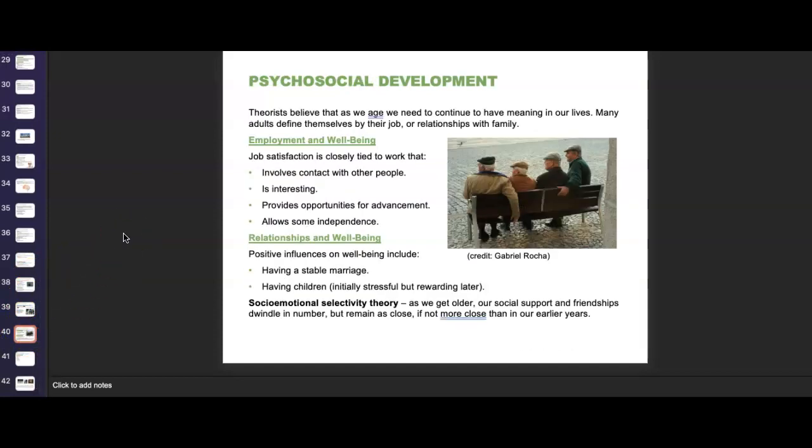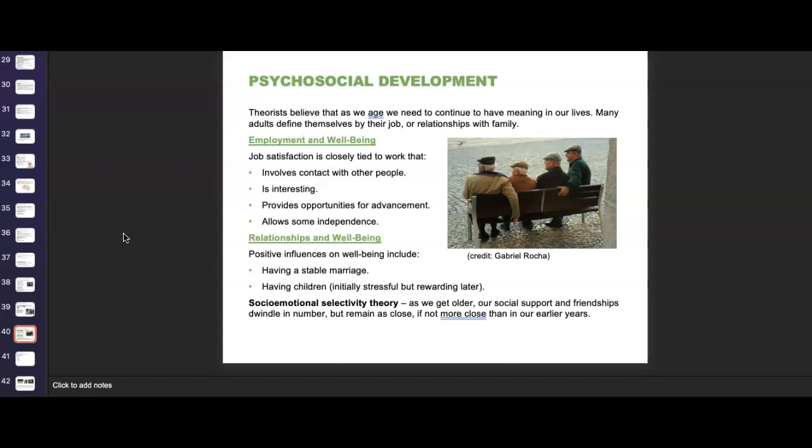Now, with regards to psychosocial development in these stages, there is belief that as we age, we need to continue to have meaning in our lives. Many adults define themselves by their job or relationships with family. Employment and well-being: job satisfaction is closely tied to work that involves contact with other people, is interesting, provides opportunities for advancement, and allows for some independence.